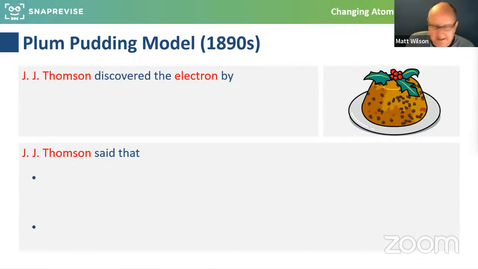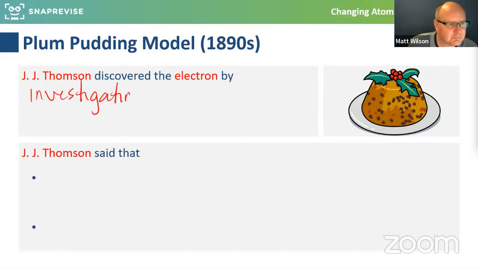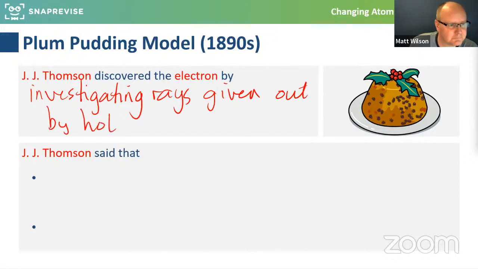So he discovered the electron by investigating rays given out by hot metals called cathodes.